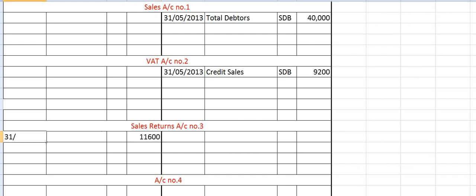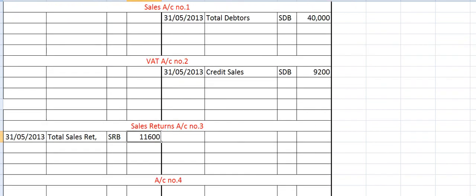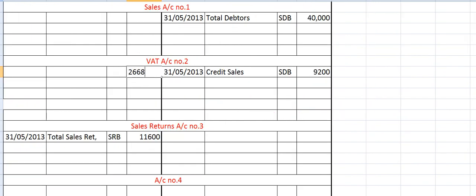Always post the totals from the daybooks at the end of the month. 2013 total sales returns coming from the SRB is 11,600. So we have 14,268 of credits, we only have 11,600 of debits. The other debits are going to go here into the VAT account, and they're 2668. So 31st of the 5th, 2013. What is the VAT on? Well, it's on credit sales returns. I wrote what the VAT is on. Coming from the SRB. Okay, so part A is now done.